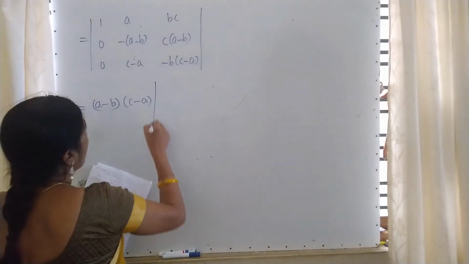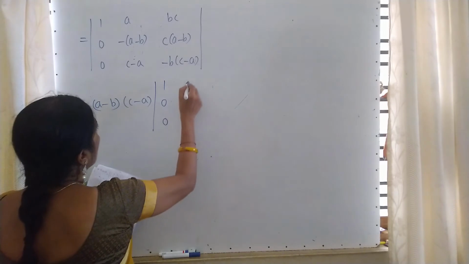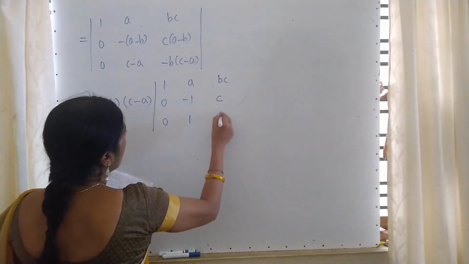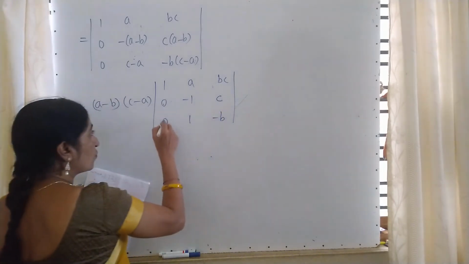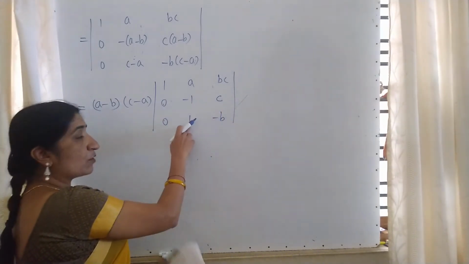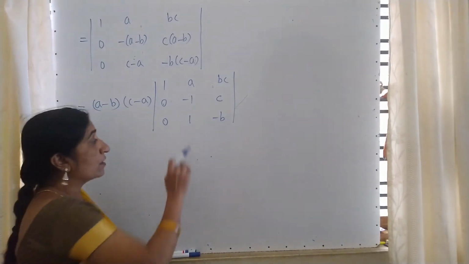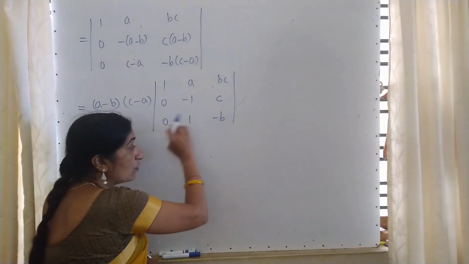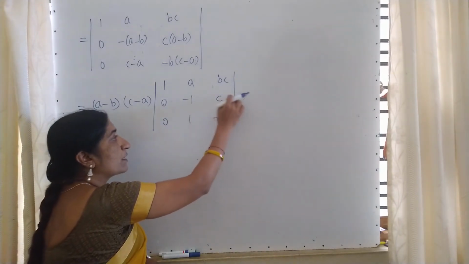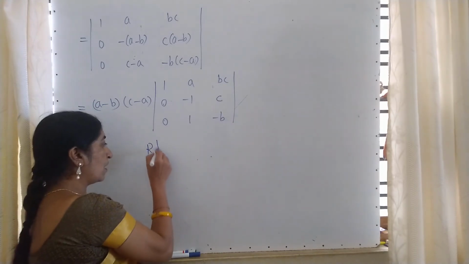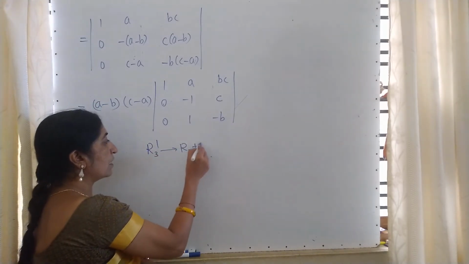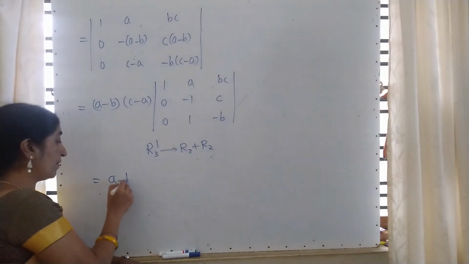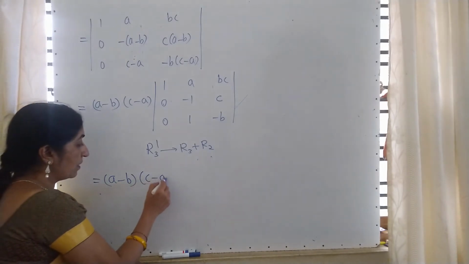So write down the remaining. 1 0 0, A. This is minus 1 1, BC, C minus B. Now these two elements are 0. Can we make this element 0? So you can get a triangle, or what? This is plus 1 and this is minus 1. Then what you are doing? One is present in the third row, this is present in the second row. R3 dash as R3 plus R2. We are adding these two. A minus B, C minus A.